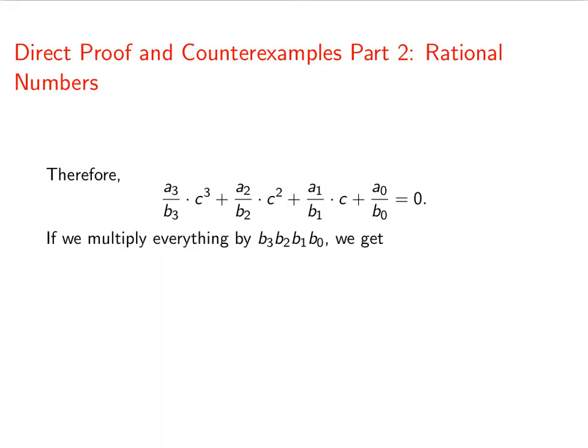Now all we're going to do is just say, let's just get rid of the fractions. We say this all the time in algebra classes. We want to try to get rid of fractions to make things simpler. So if we have an equation like this, we can clear fractions by just multiplying everything by b3, b2, b1, b0. That whole thing multiplied together. What we're doing is we're multiplying by a common denominator.